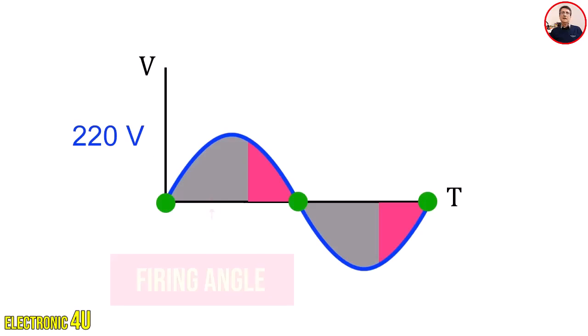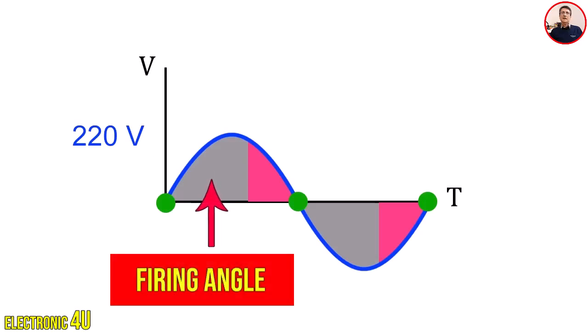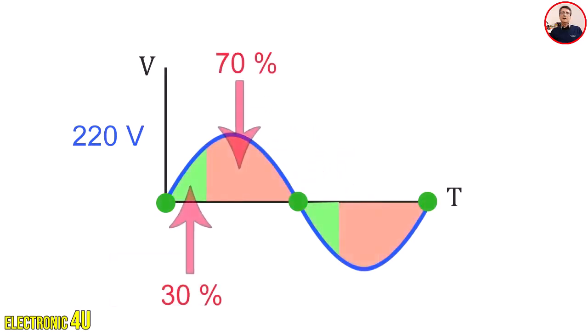We call the portion of the half cycle where the triac is off the firing angle. Although sometimes the angle at which it turns on is also called the firing angle. Here we are referring to the angle of delay before turn on. If the triac turns on earlier, for example, near the beginning of the half cycle, the firing angle is small.